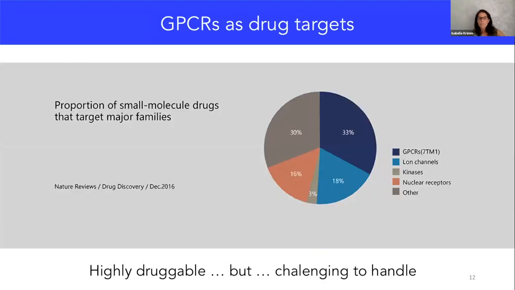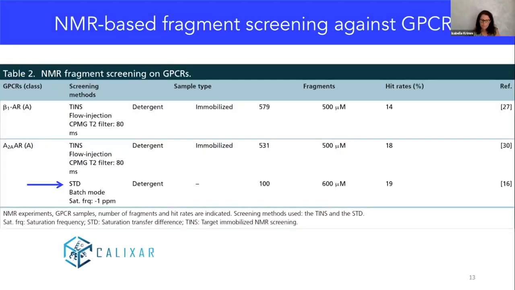So now I want to switch to the use of NMR in GPCR screening, because GPCRs are very important targets. About one third of small molecule drugs target GPCRs, and they are highly druggable and still very interesting for the pharmaceutical industry, but very challenging to handle. This is due to the fact that they are membrane proteins. For example, if we look at the use of NMR in fragment screening, you only have three reports.